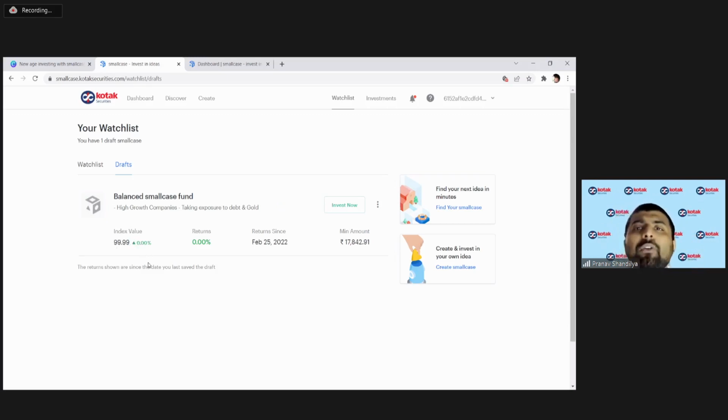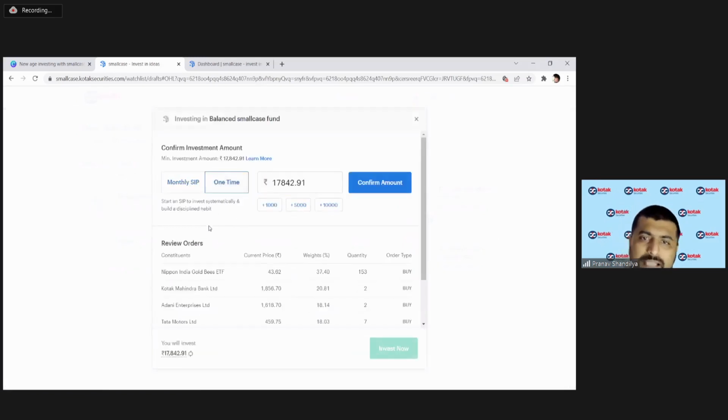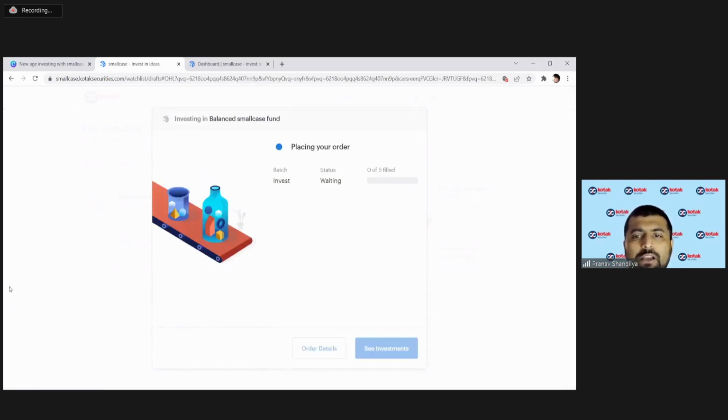So now if you wish to invest, the process is one and the same. You can click on invest now. You can either start a monthly SIP or a one-time investment. You can click on one time. You can click on confirm, invest now, confirm orders.